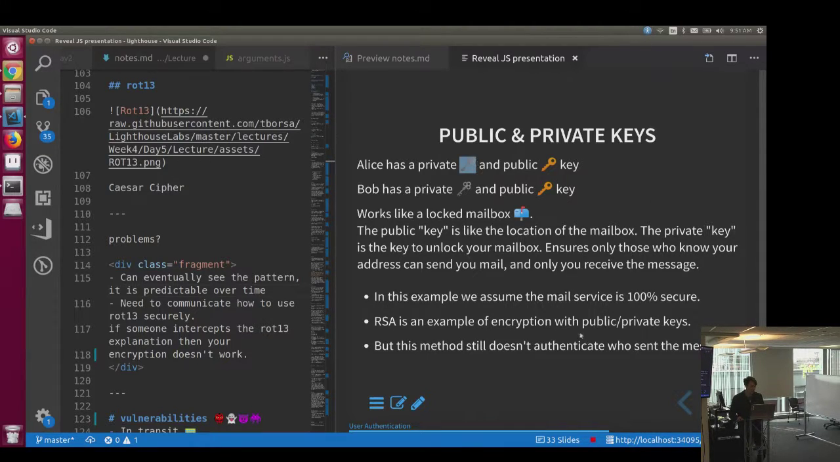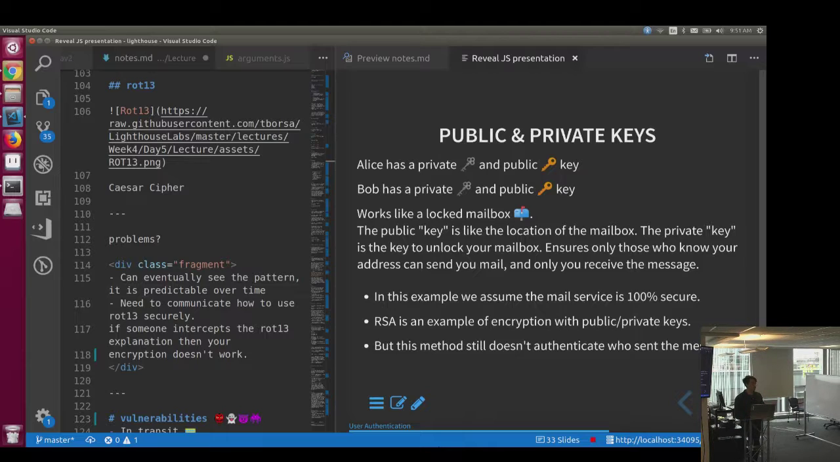Alice will have a private key and a public key, and Bob has a private key and a public key. Public-private keys kind of work like a mailbox. The public key is like the location of your mailbox, so I can give that out to a bunch of people. I can say, send me some mail at this address. And the private key is like the lockbox, the key to my mailbox if I have a locked mailbox.